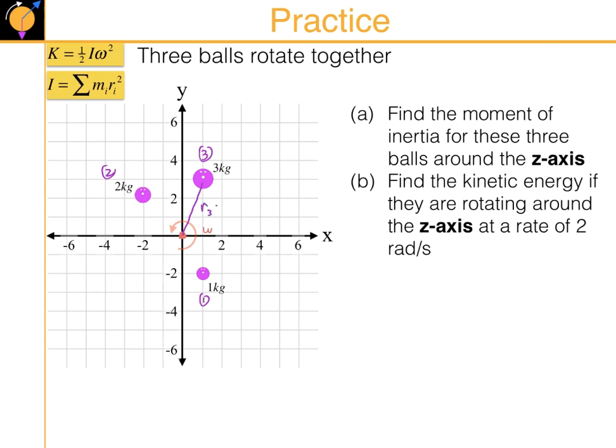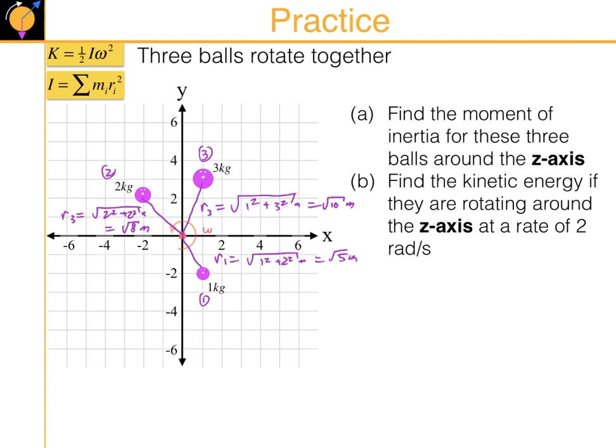So the distance for 3 is going to be the square root of 1 squared plus 3 squared meters, which works out to square root of 10 meters. This one here, R1, is going to be the square root of 1 squared plus 2 squared meters, so it'll be square root of 5 meters. And this one here, R3, will be the square root of 2 squared plus 2 squared meters, so that'll be the square root of 8 meters away. So that's their distances.